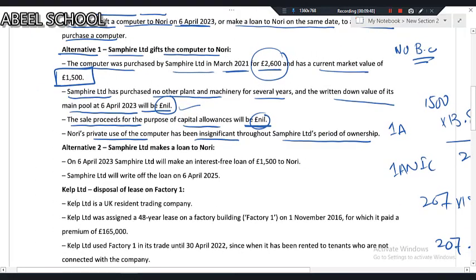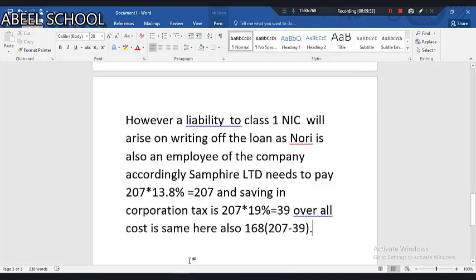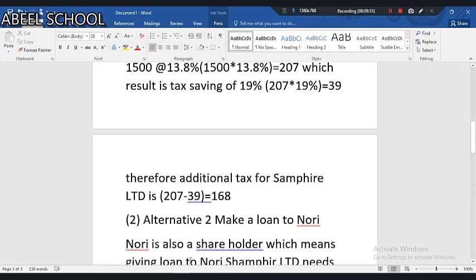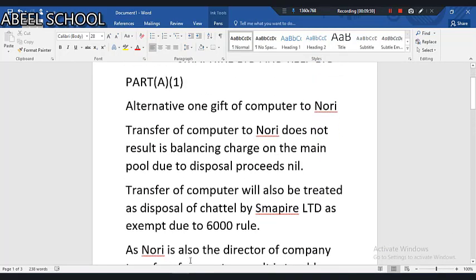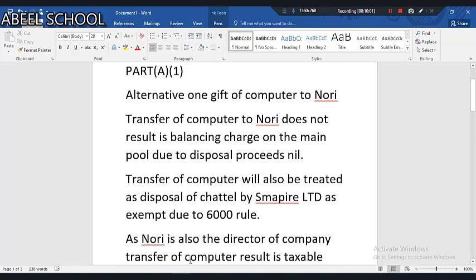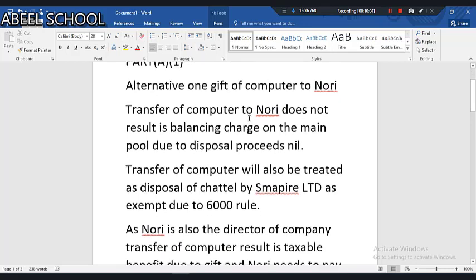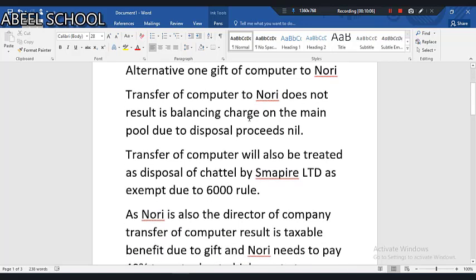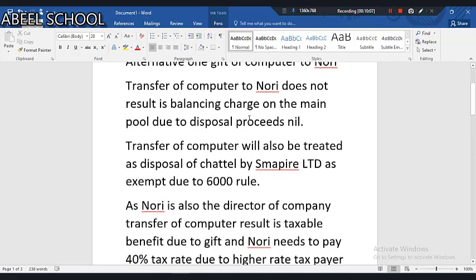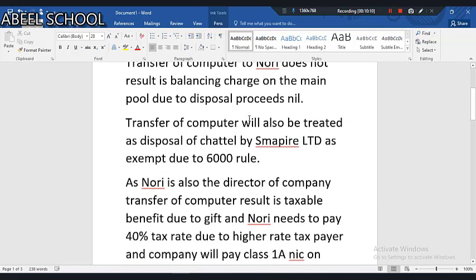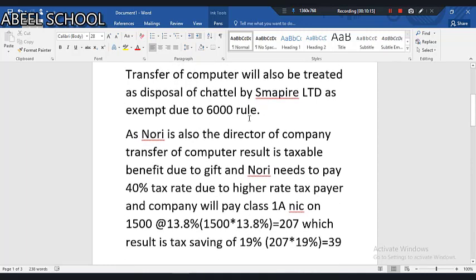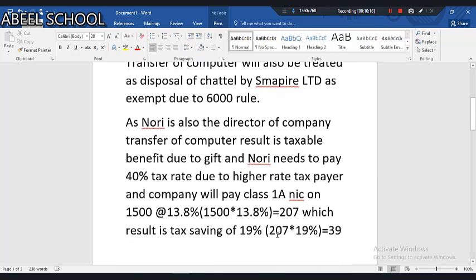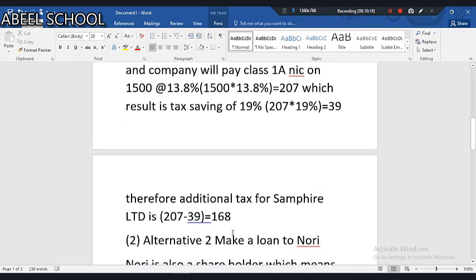For alternative one, I have already done a little bit of drafting for you in order to save time, because otherwise it is going to take a lot of time. This is part A. Alternative 1, gift of computer to Noori. Transfer of computer to Noori does not result in a balancing charge. I've discussed this. I've also mentioned the 6,000 chattel rule. As Noori is also a director of the company, there is a taxable benefit and class 1A NIC.